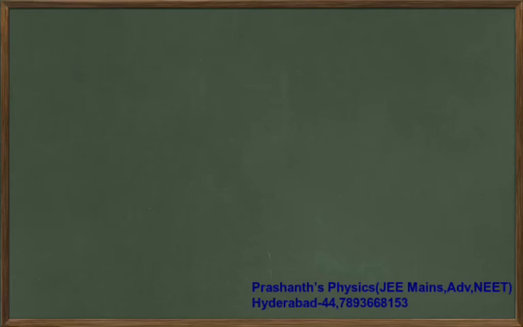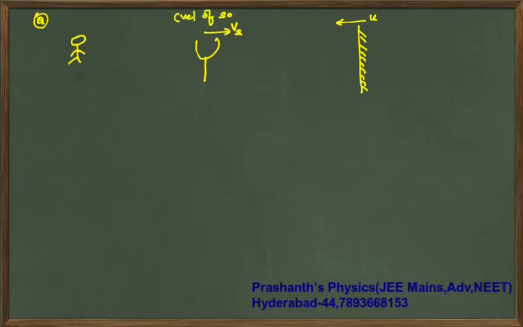Alright, so we'll continue from where we left off in the previous topic. The question is like this: you have a wall which moves with speed u, and you have a source which is moving with speed vs. Here vs is not the velocity of sound, it is the velocity of the source, and let v be the velocity of sound.